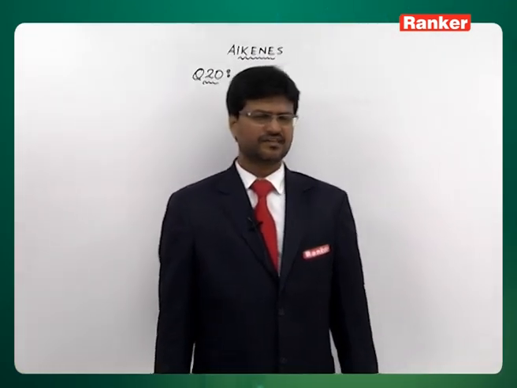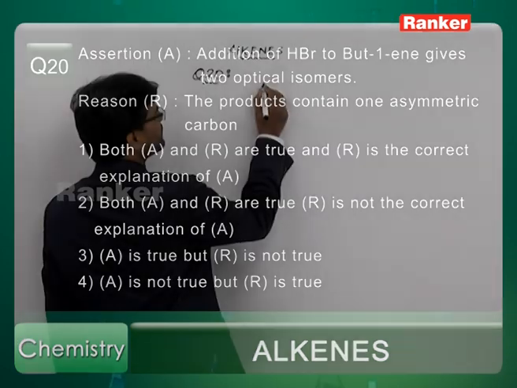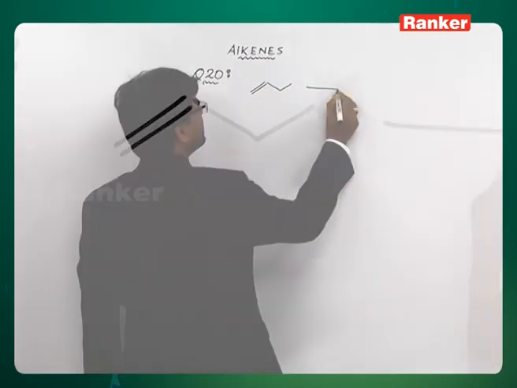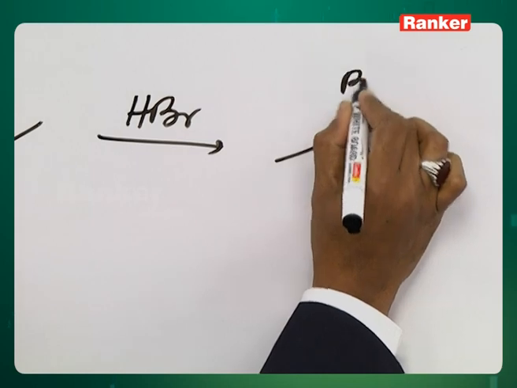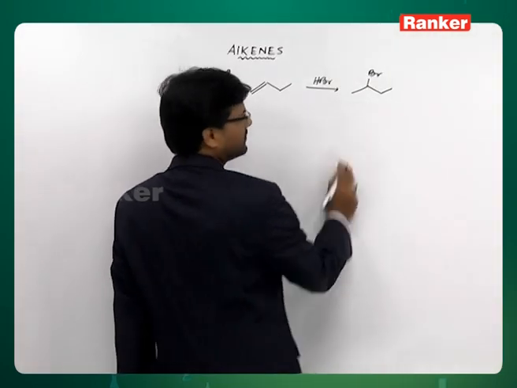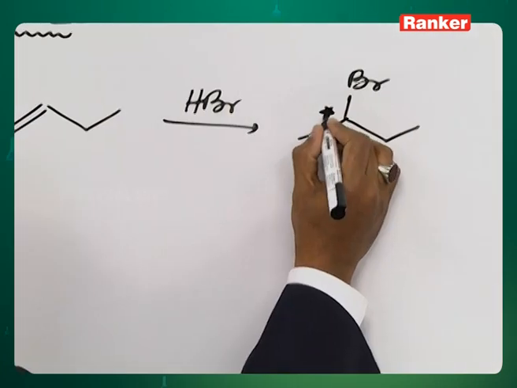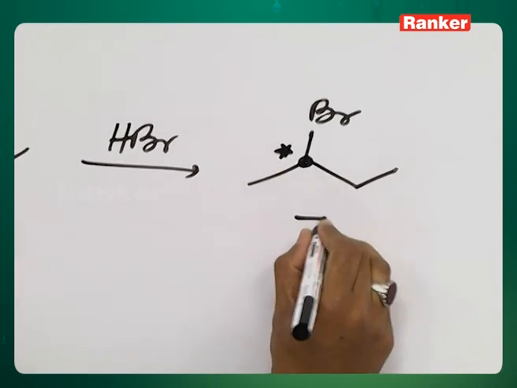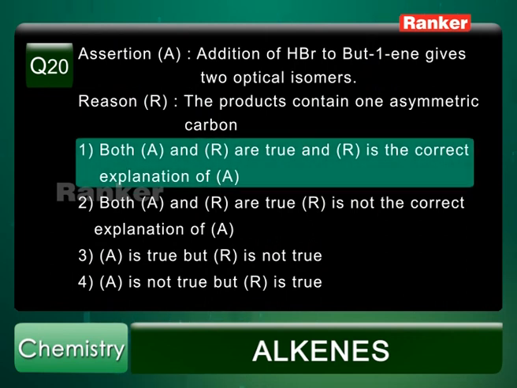Question number 20, assertion reason type. Addition of HBr to 1-butene gives two optical isomers. This is 1-butene and you are adding HBr. The product is this. And then the second option is the product contains one asymmetric carbon. This is also correct. This is an asymmetric carbon. Because of this, it will exist in two forms, plus and minus. That is the reason why correct answer is first option only. Because of one asymmetric carbon, it exists in two isomeric forms. Those are stereoisomers or enantiomers.